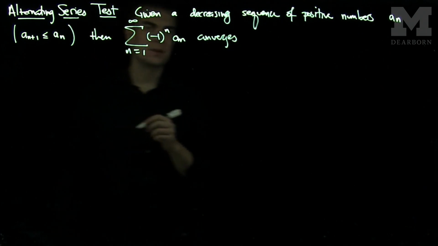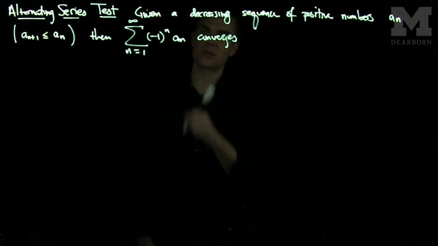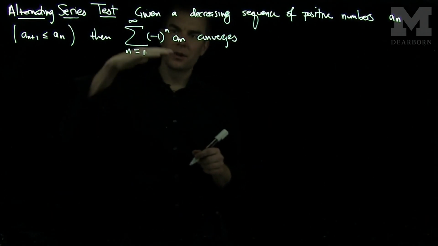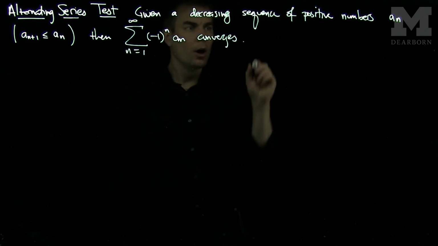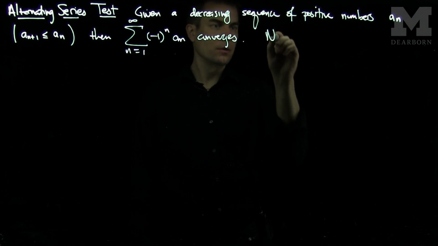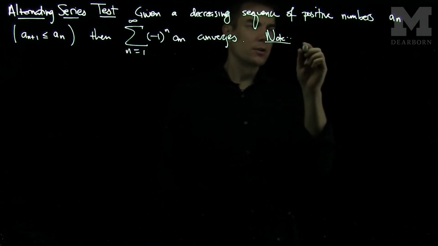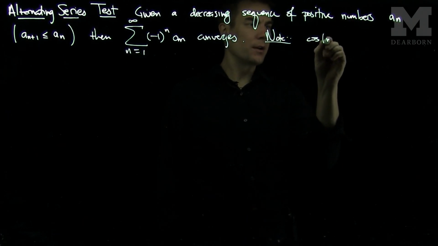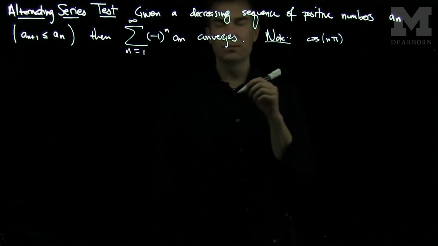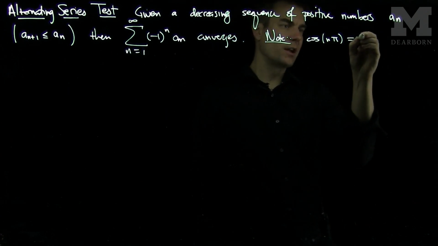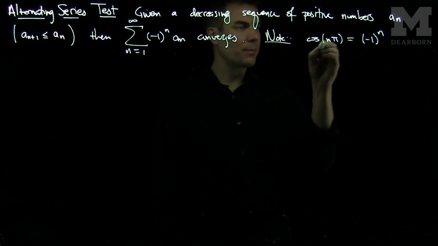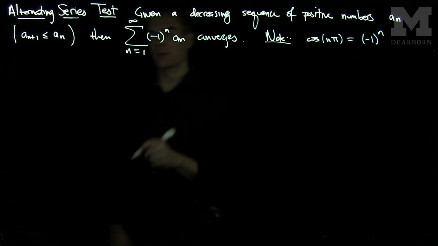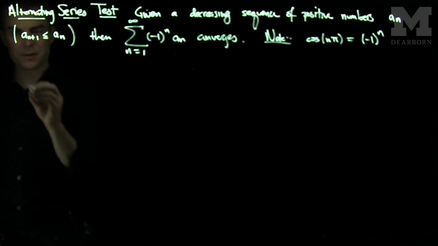Unlike our previous tests, which talk about positive terms in our summation, this series is an alternating series, which can have positive and negative terms. Just as a note, oftentimes you'll see cosine of n pi used in place of (-1)^n. So cosine of n pi is also equal to (-1)^n, and sometimes you'll see cosine of n pi in your geometric series formulas. So let's see an example of how we'd apply this.